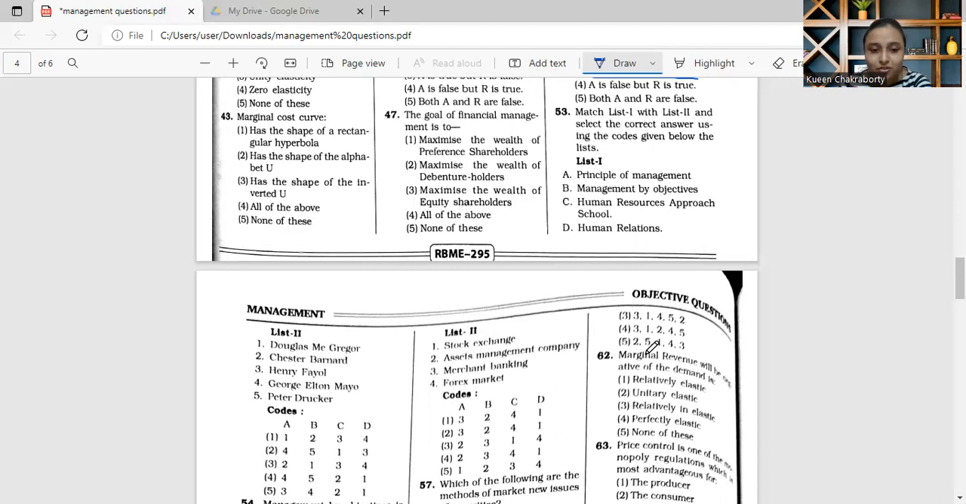I have given you a lot of information about human relations. So accordingly, we can say option number 4 is the correct answer, that has A as 4, B 5, C 2, and D 1. That is what we had been discussing so long. So option number 4 is the correct answer to question number 53.